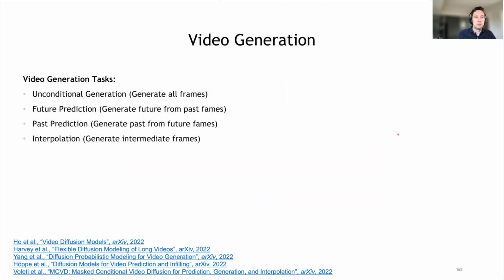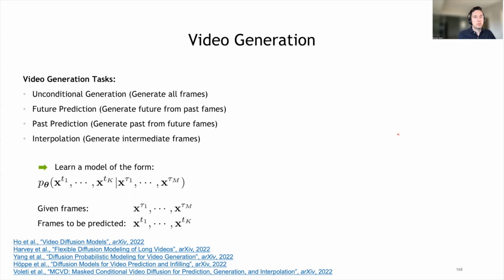So there are, in general, different video generation tasks. For instance, there is unconditional generation, where we want to generate all frames of the video from scratch without conditioning on anything. There is future prediction, where we want to generate future frames, conditioning on one or more past frames. We can also do past prediction the other way around. And there is also interpolation, where we have some frames and want to generate in-between frames, which is, for instance, useful to increase the frame rate of the video.